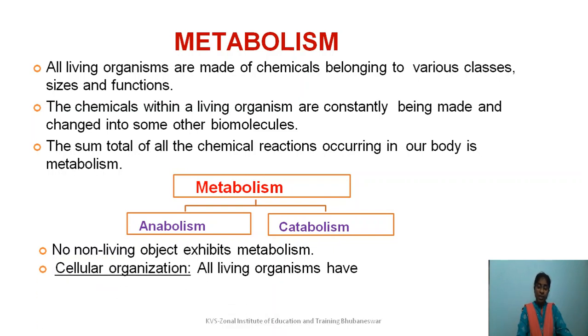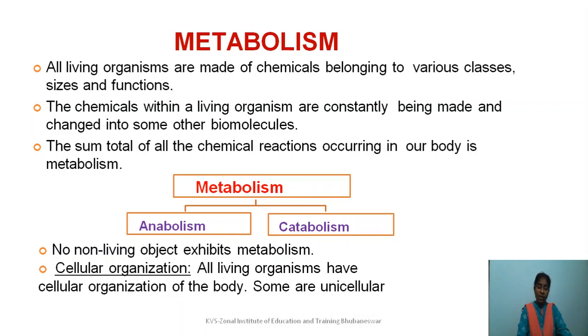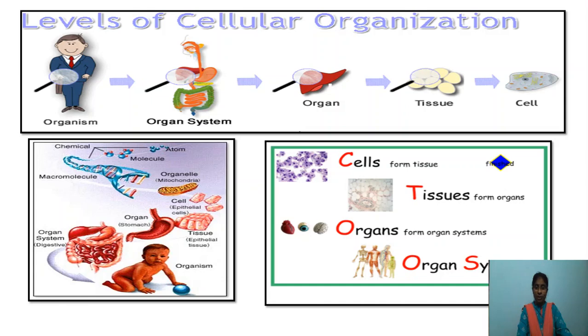Next one is cellular organization. It means all living organisms have cellular organization of the body. Some are unicellular and others are multicellular, so all are made up of cells. Now you can see cells combine to give you tissue. Tissue gives organ, then organ system and then organism. So this is nothing but cellular organization. Cells get combined to give different types of organization.